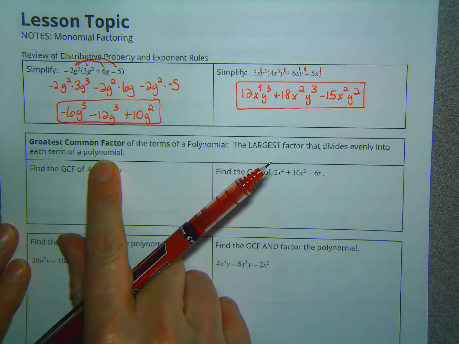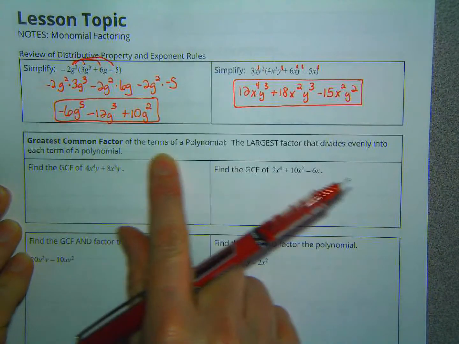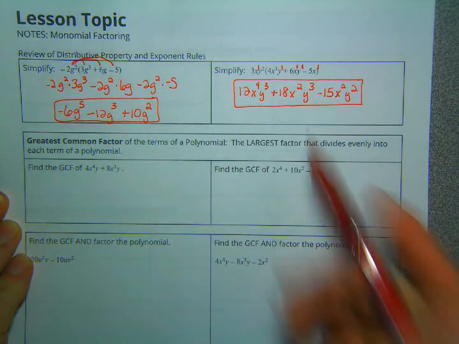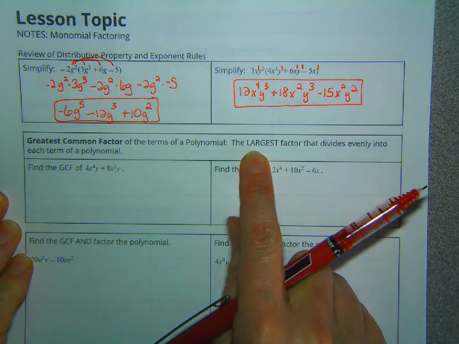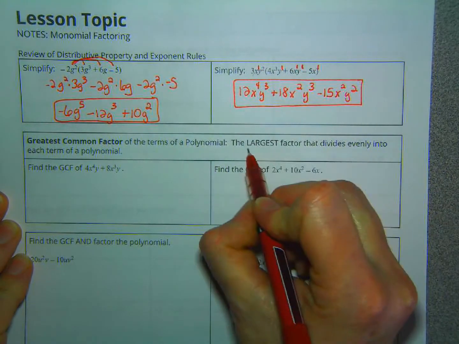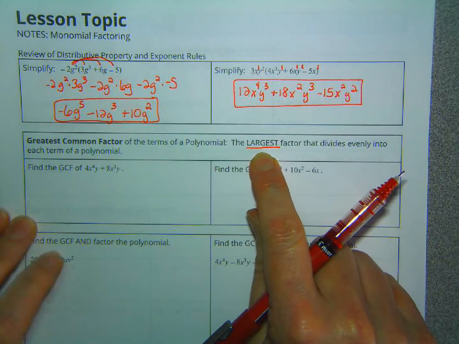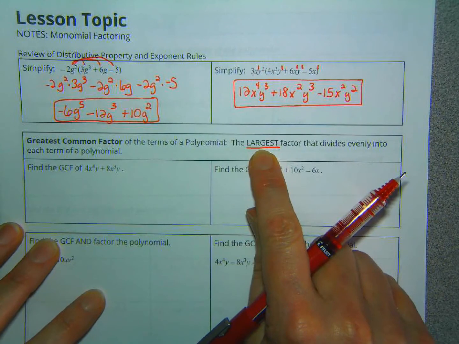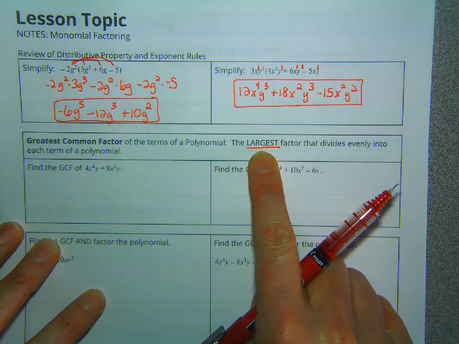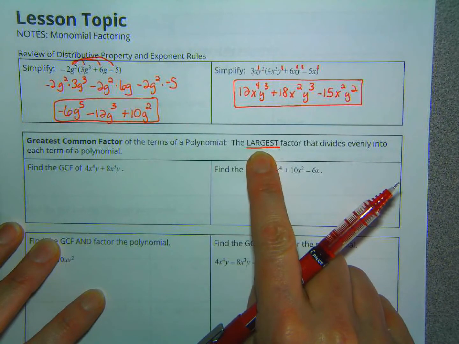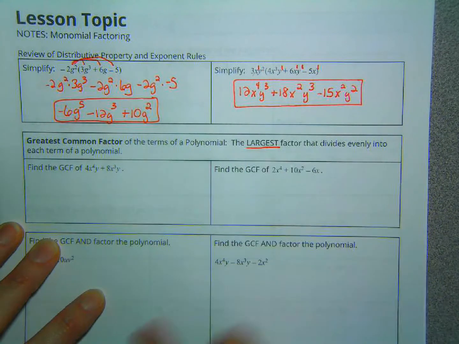First thing that we need to do is find the greatest common factor of the terms of a polynomial. So what is that? That's the largest factor that divides evenly, and it's the biggest one. Now sometimes we factor and we find a common factor, but we don't use the largest one. The largest one makes things easier for us. If your math facts are pretty good, your multiplication facts, that shouldn't be a real big deal.